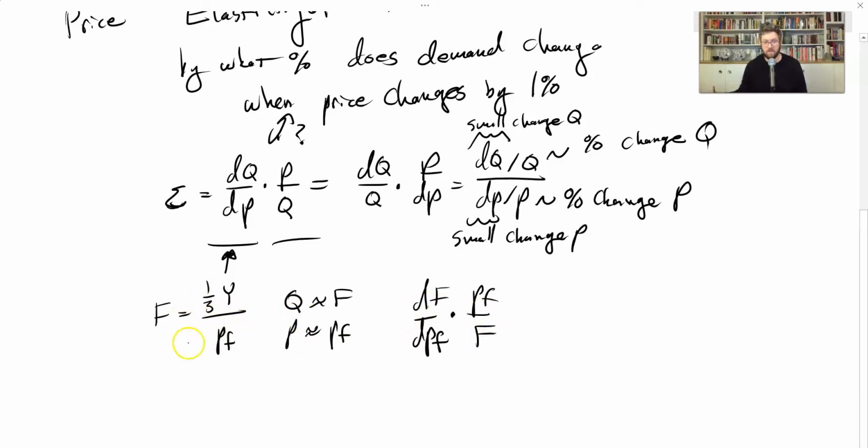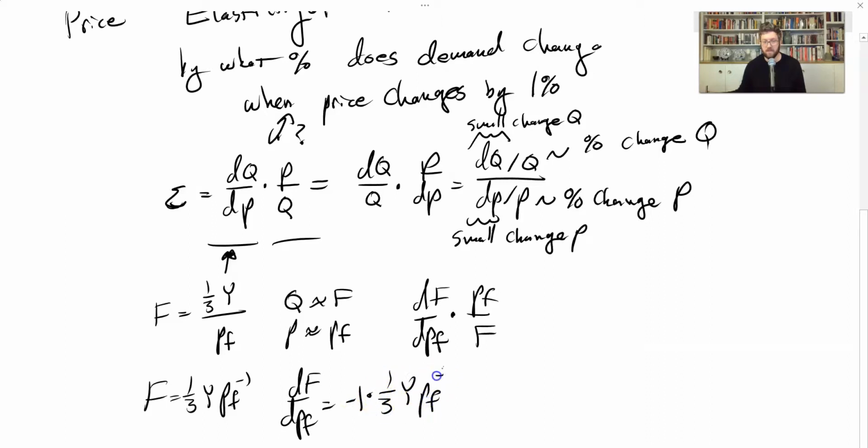All right? So the derivative of this is easiest to see if we rewrite it like so. Instead of taking it as a denominator, bring it out front with an exponent of -1. Then we can just use our normal derivative rule. We get -1 times 1/3 times y P_F to the -2, because we've got to subtract 1 from the exponent. And so if we substitute that in, we get -1/3 y divided by P_F squared, because we had a -2, and I'm putting it back in the denominator. We have to multiply that by P_F over F.